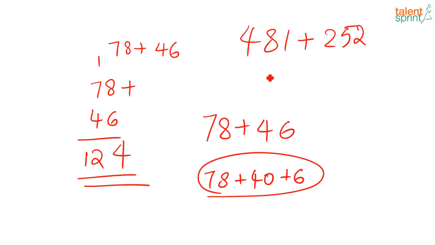See, what you can do is 481 plus 200 is going to be 681, correct? 4 plus 2 is 6. So 681 plus 50. 8 plus 5 is 13. So that is going to be 731, correct? Plus 2. So 733, correct?